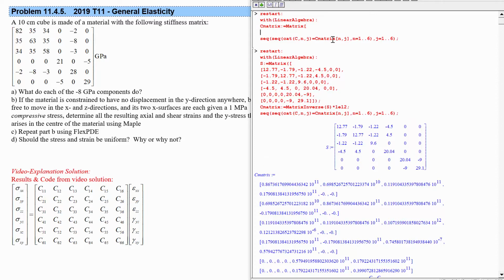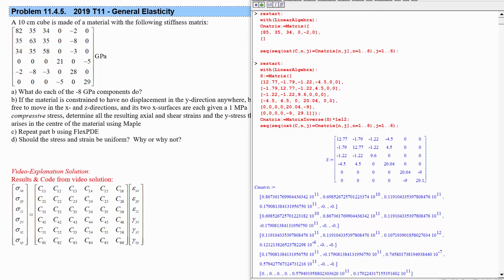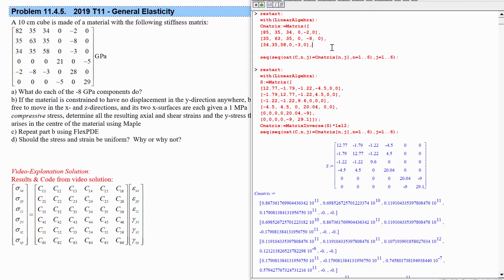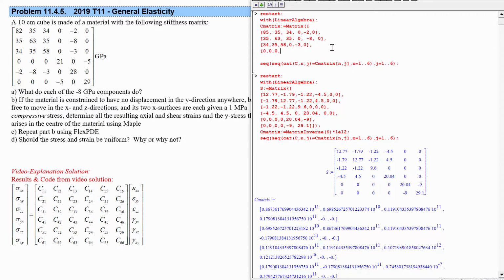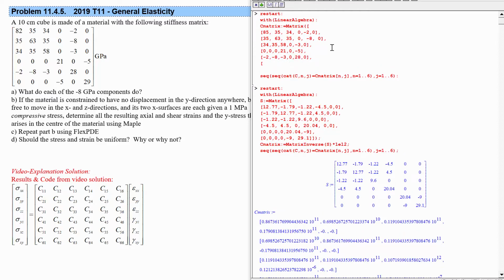So we'll say that this is equal to, and we'll suppress this for now, C matrix is a matrix that's given by these components. And what we can do is we can not write it out in gigapascals every single term, just write it out with 85, 35, 34, etc., and then multiply it by 10 to the 9 afterwards. So let's go ahead and do that. 85, 35, 34, 0, -2, 0, etc. Much like a cooking show, I've gone and prepared this thing typed in part, but I'm going to show you some of the steps: 0, 0, 0, 21, 0, -5, and -2, -8, -3, 0, 28, 0, and 0, 0, 0, -5, 0, 29.